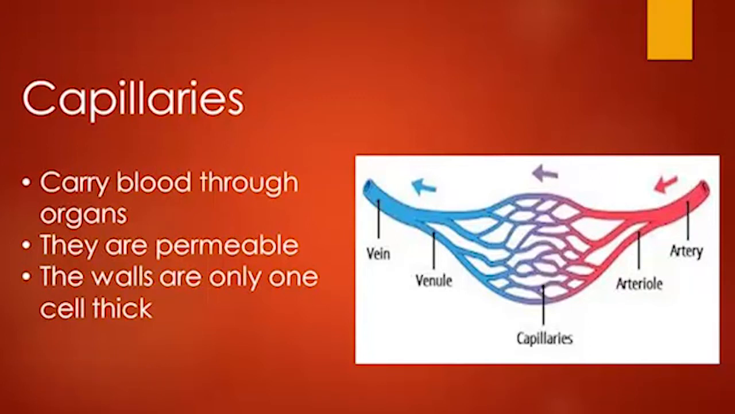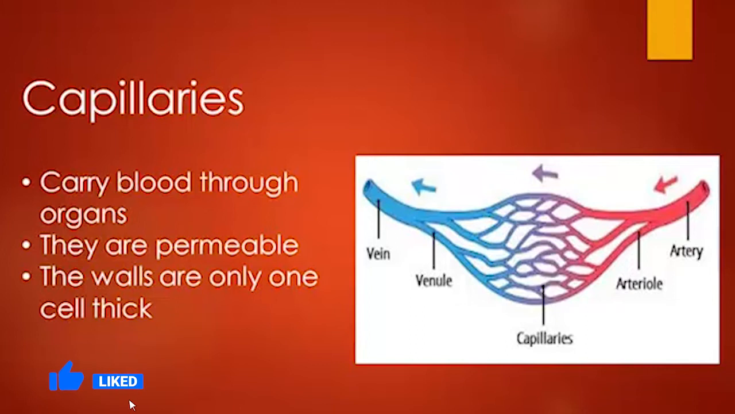When blood plasma is leaked out into the tissue, it is called tissue fluid. Substances such as respiratory gases, nutrients, urea and excretory materials are exchanged between cells and tissue fluid by diffusion. Once again, tissue fluid enters into capillaries and then it flows into veins.